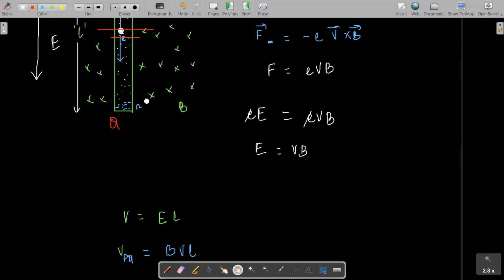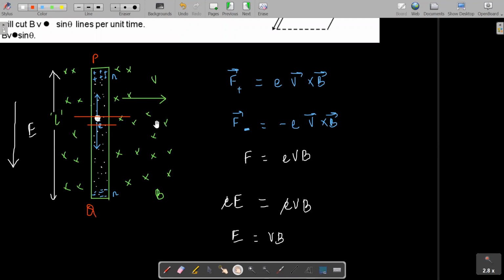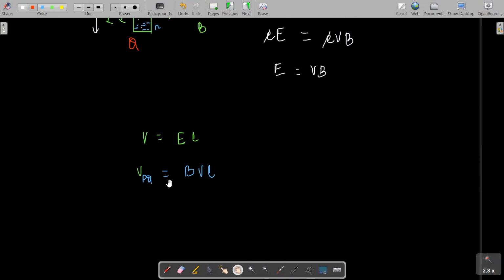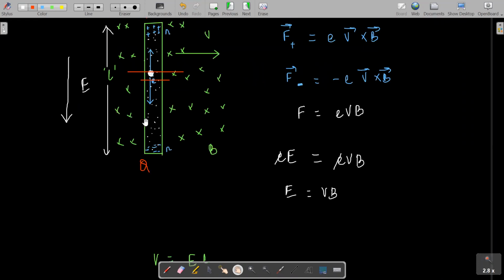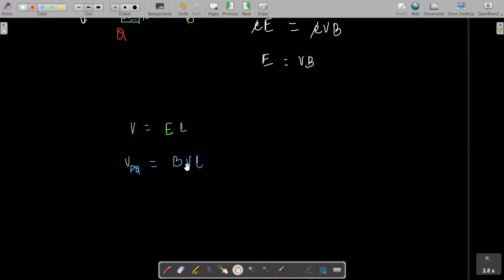So we can calculate the value of EMF induced by using this. F is equal to E into V cross V, which will be very easy for us. This is known as motional EMF, students. If a rod is moving in a magnetic field with some velocity, then the rod induces some EMF, and that EMF is known as motional EMF. The value of motional EMF is VBL. Getting my point, all of you?